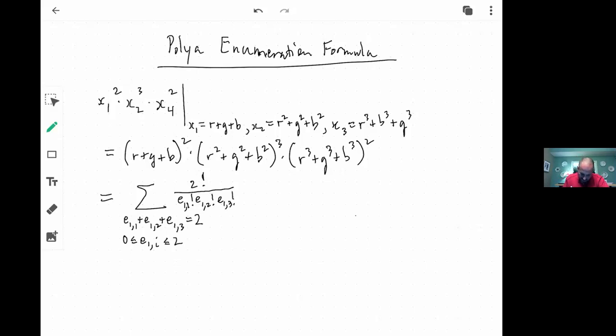Okay, and then it's going to be r to the E1,1, g to the E1,2, r to the E1,3. Okay, that's the first factor. Okay, times what? Well, let's look at the second one right here.